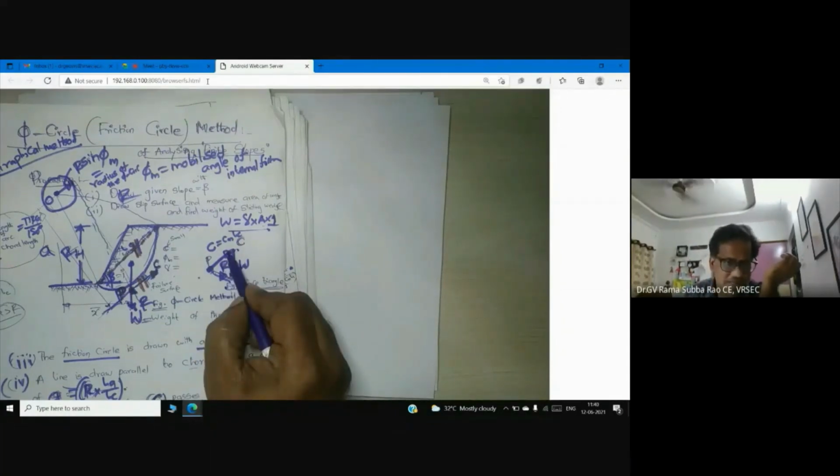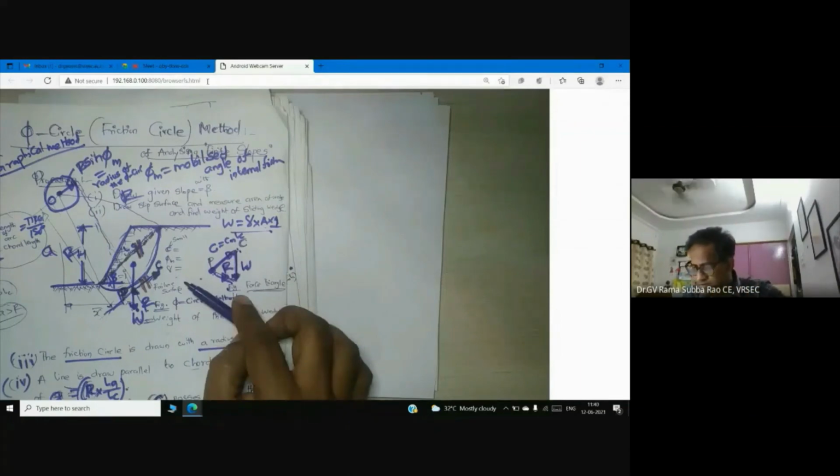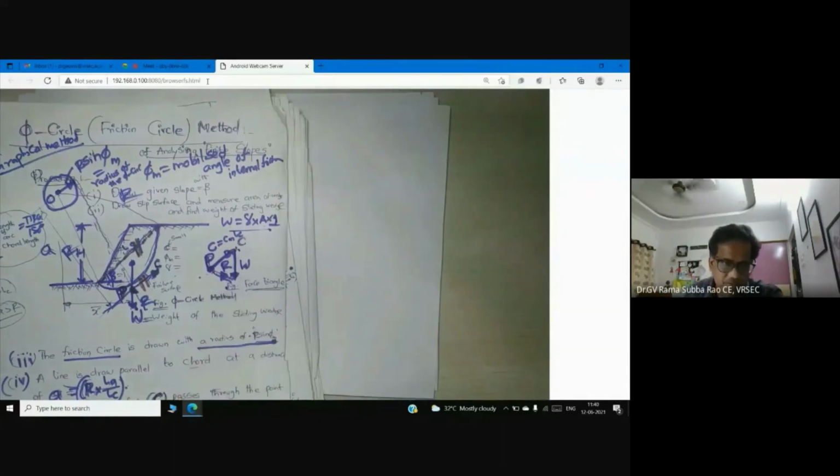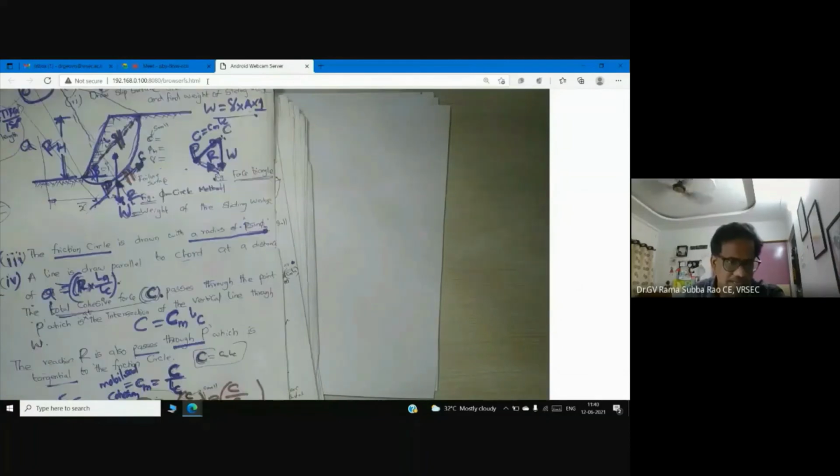What we calculated at the end is Cm. So once you know Cm, you can calculate the factor of safety with respect to cohesion. So what is the factor of safety with respect to cohesion? Can anyone tell me? C by Cm.